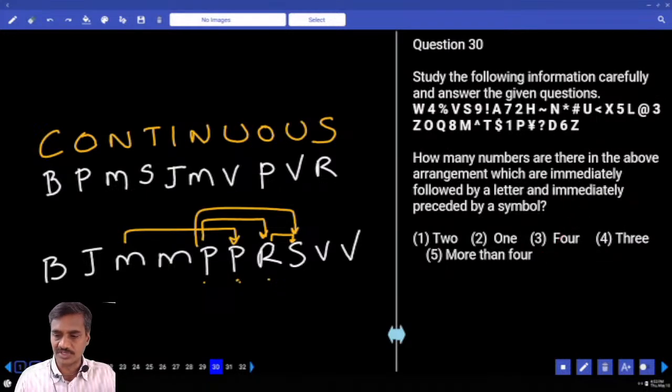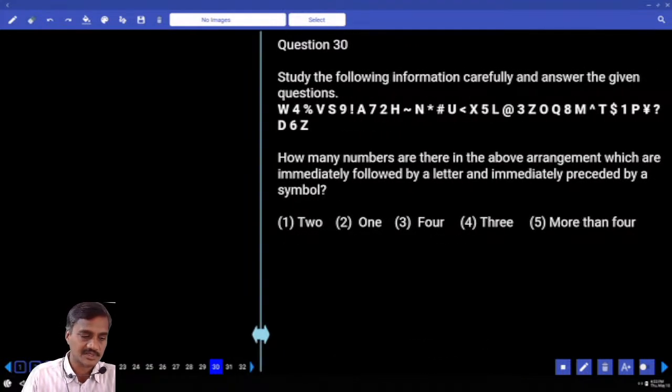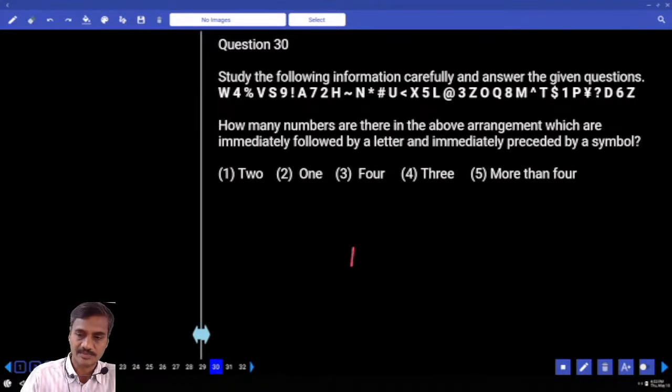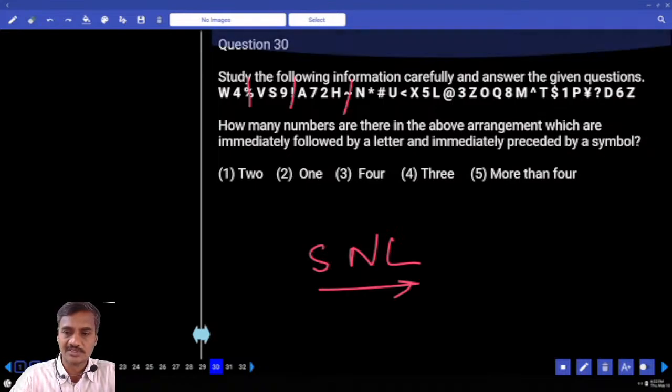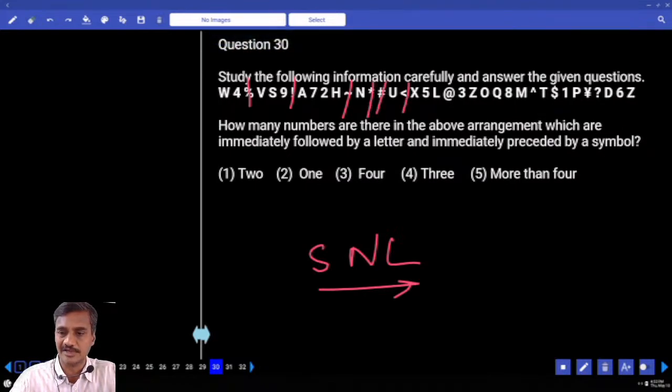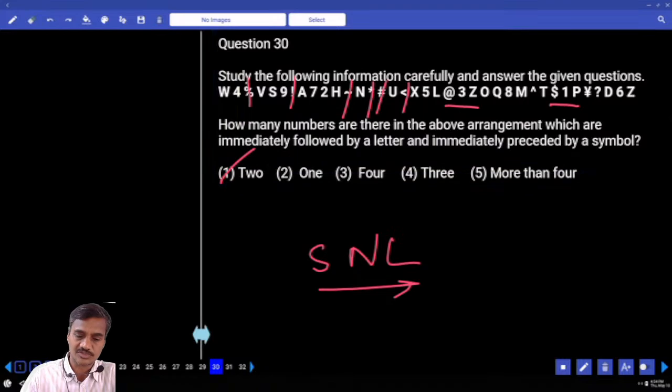The next one coming to question number 30 onward. Now in this question number 30, how many numbers are there in the above arrangement? Now we need to take the numbers which are immediately followed by a letter and preceded by a symbol. And what should the sequence be here? Symbol, number and a letter. Now this symbol cannot be taken. Symbol, number and a letter. Next one symbol, number and a letter. How many are there? Only 2, that is choice 1, question number 30.